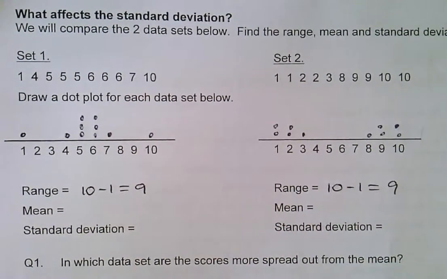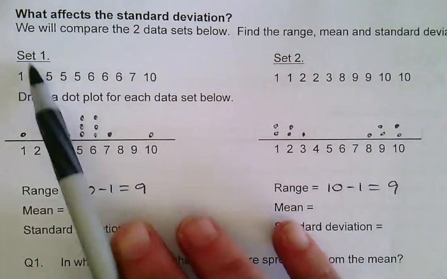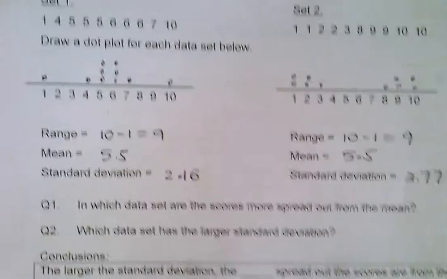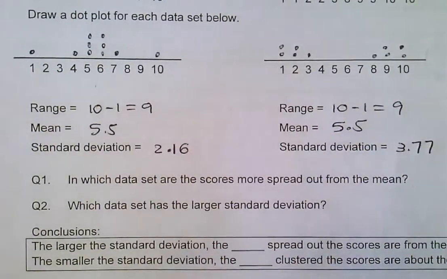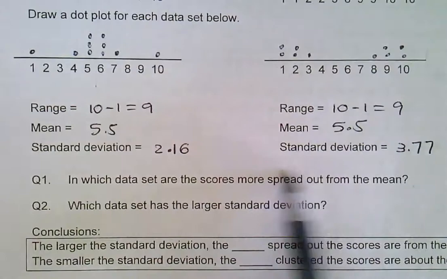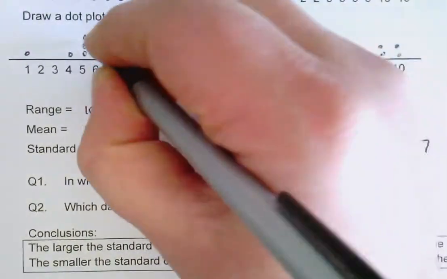But which one do you think is going to have the biggest standard deviation? Which one do you think is more spread out? Set 2. Yes, set 2 should. So can you please enter these for set 1 and set 2? I want a mean and standard deviation. So we notice the mean and the range are identical for both data sets, but the standard deviation is higher for the second set.